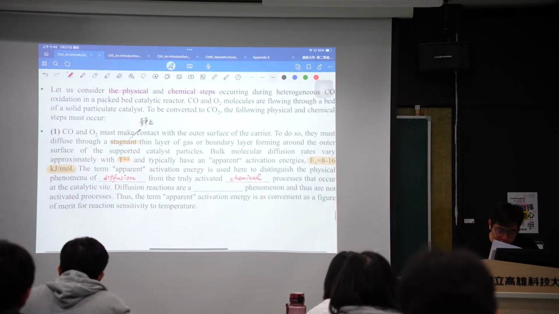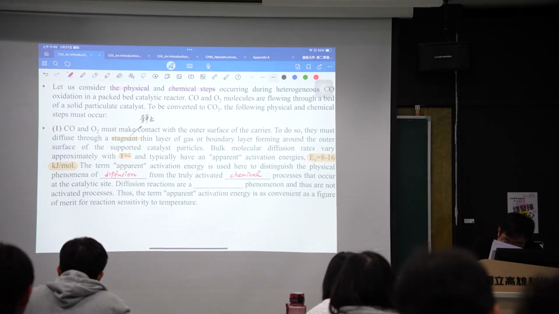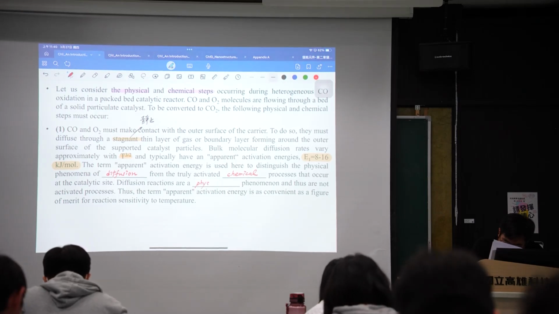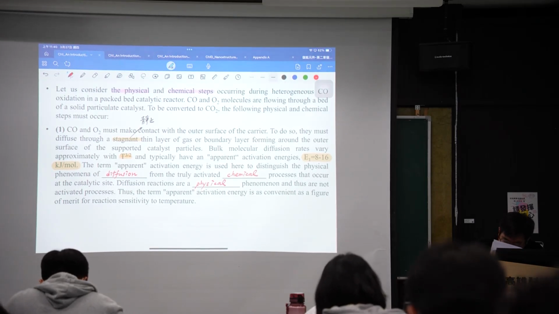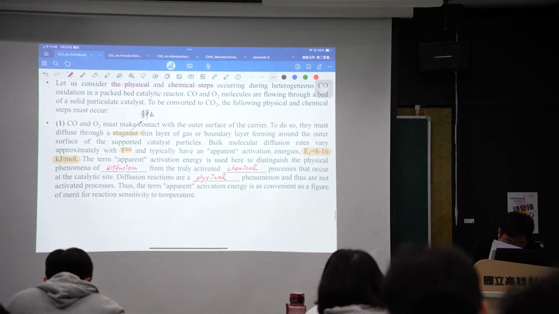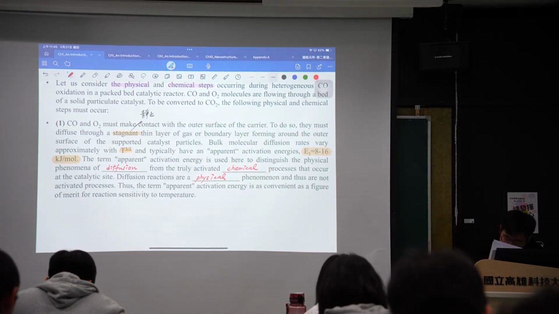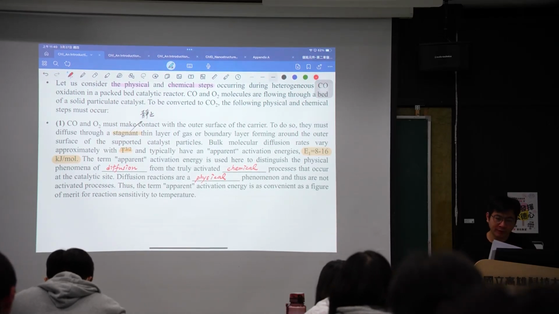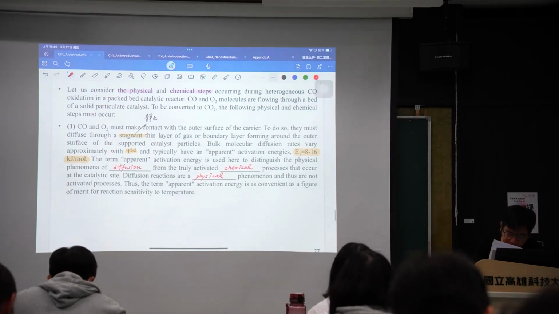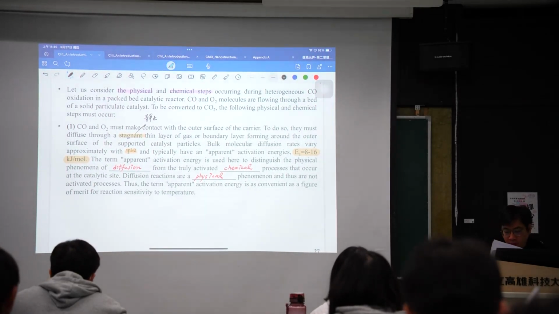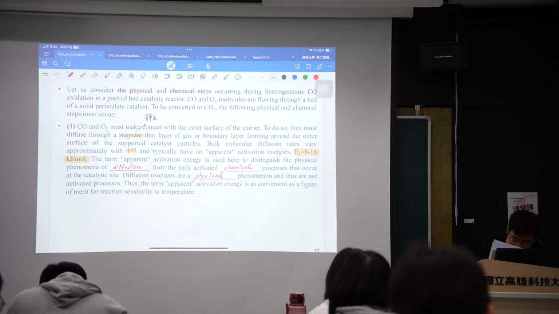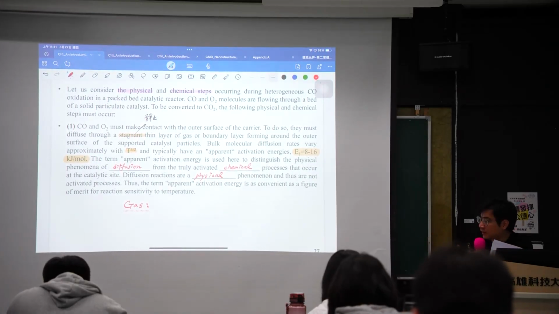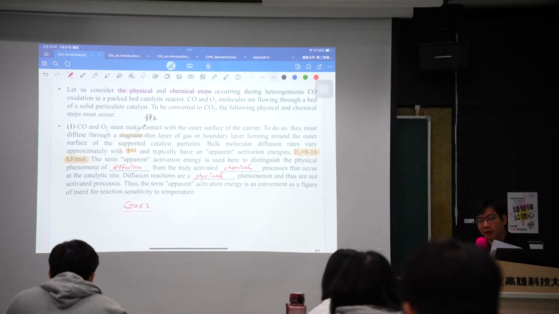So the diffusion process is a physical phenomenon, and so a non-activated process.